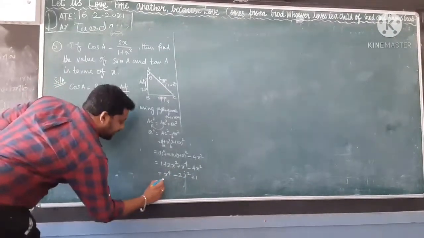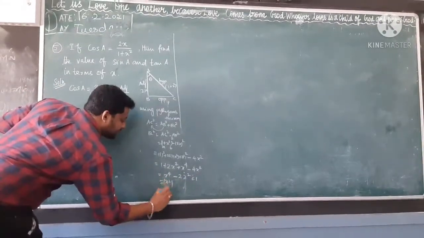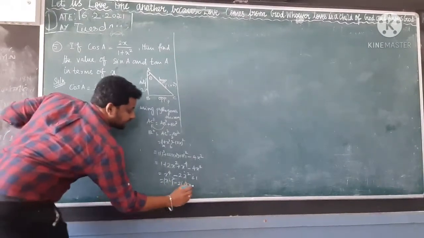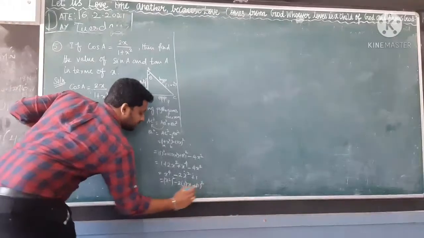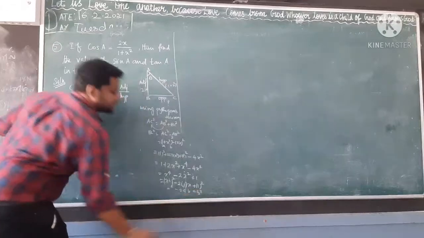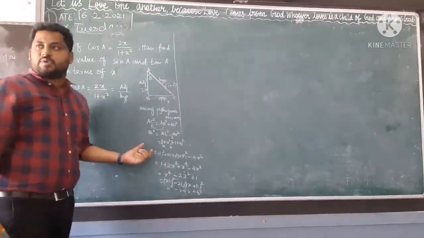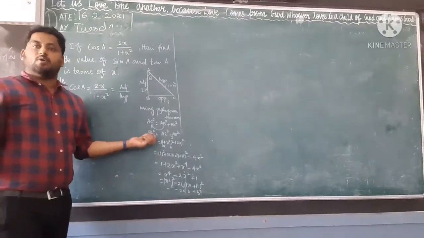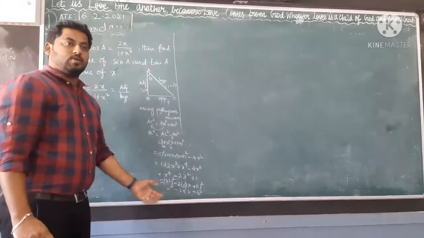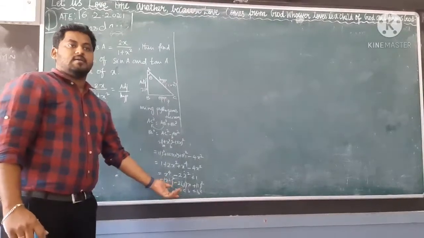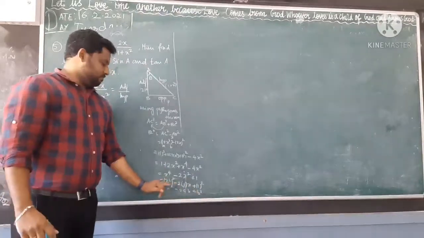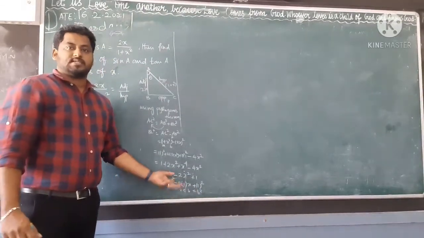This is nothing but we can write as x square the whole square minus 2 into 1 into x square plus 1 square. A square minus 2ab plus b square. What is the formula for a square minus 2ab plus b square? A minus b the whole square. Here a is equal to x square, b is equal to 1. You can write anything. A is equal to x square, b is equal to 1, or else a is equal to 1, b is equal to x square.